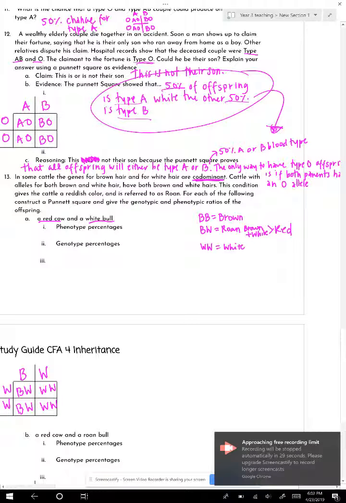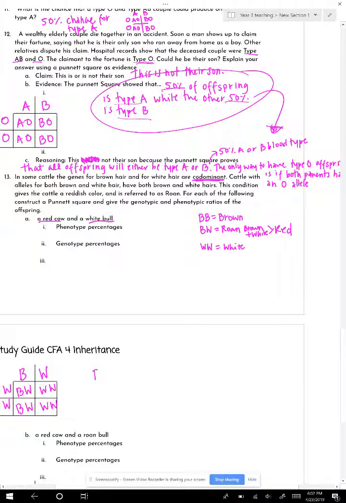And they're asking me for my phenotypes and my genotypes. So I'm going to list these quickly. BW and WW, where I have 50% of each. And they're asking me for colors. So I have my roan, which are 50%, and then I have my white, which are 50%. So that is our cross for our first one, and then we're going to finish this up in the next one.